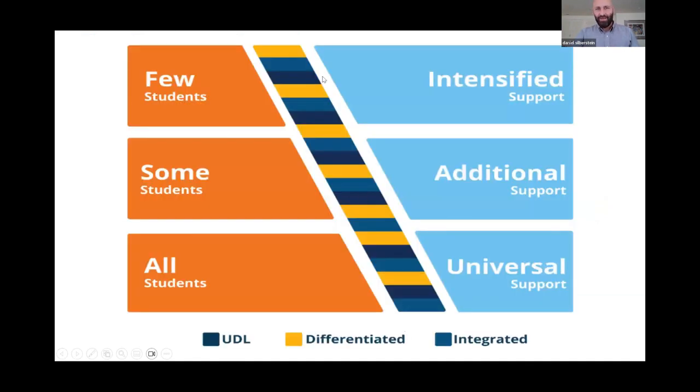And again, thinking about UDL, yes, a few students are going to need intensified support. Some students are going to need tier 2 additional support after your dyslexia screener. And all students are going to need universal support. In terms of dyslexia, we're going to start with universal screenings in kindergarten through second grade to identify what students may be at risk for weaknesses in their phonological processing and their orthographic processing, and then support those students with tier 2 interventions.